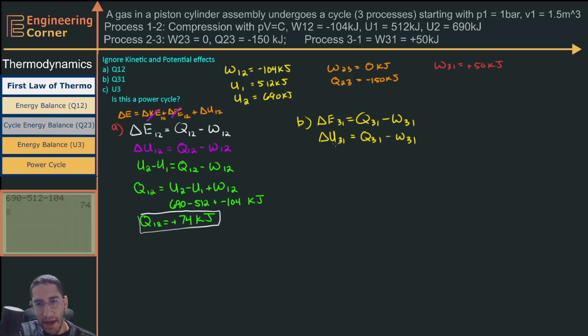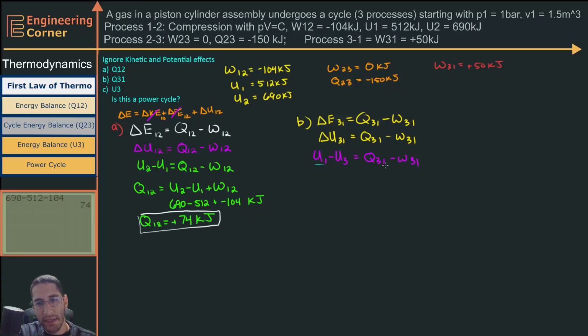All right, and then finally, now this one, you have to think about it a little bit. We're starting at 3, we're going to 1. So it's going to be U1, that's my final, minus U3, which is my initial, is equal to Q 3 to 1 minus W 3 to 1. Okay, but now we're a little bit stuck, right?